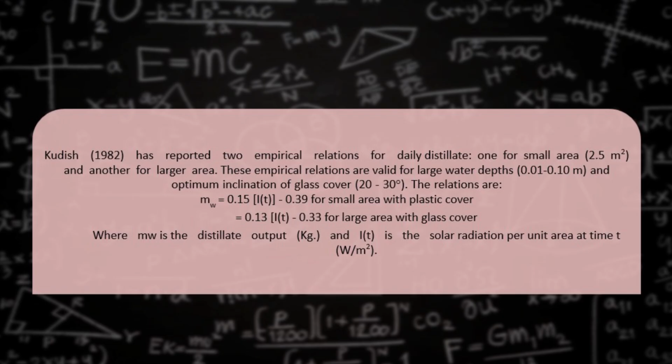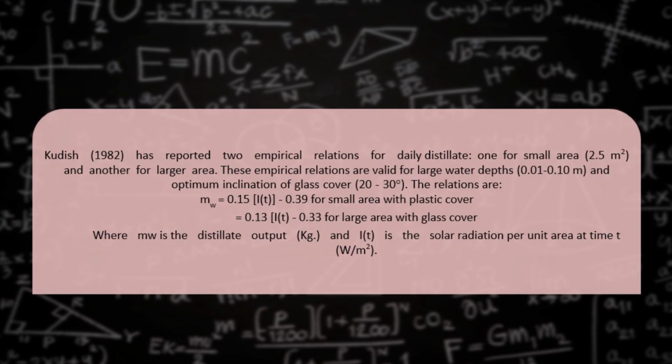The relations are, if you see here, that distilled output, which is written as m suffix w, can be written as mw is equal to 0.15 multiplied by IT, that is the intensity which is measured in watt per meter square, minus 0.39. It is for a small area with plastic cover. And the second formula is mw equal to 0.13 multiplied by intensity, that is IT, minus 0.33 for large area with glass cover.